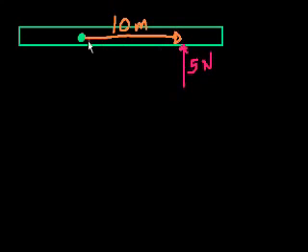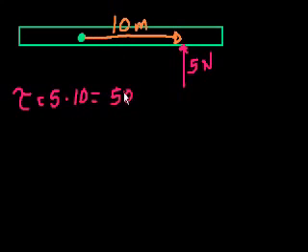Perpendicular to the distance vector, or to the dimension of the moment arm. You could view it either way. So torque is pretty easy in this situation. Torque is going to be equal to the force, 5 newtons, times the distance, 10. So it'll be 50 Newton meters.